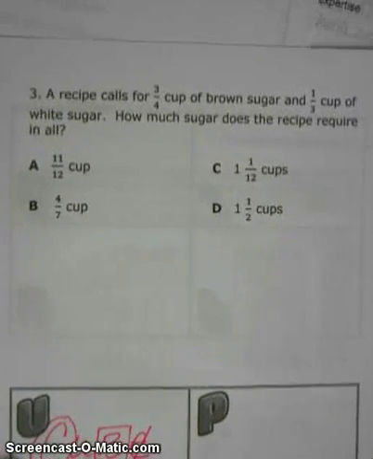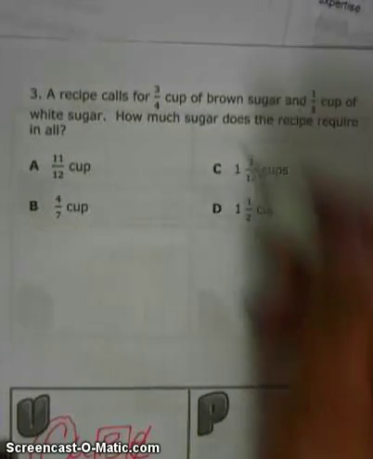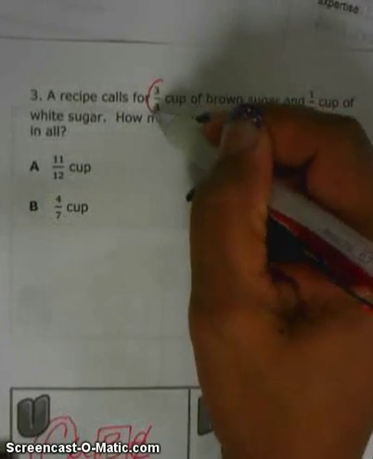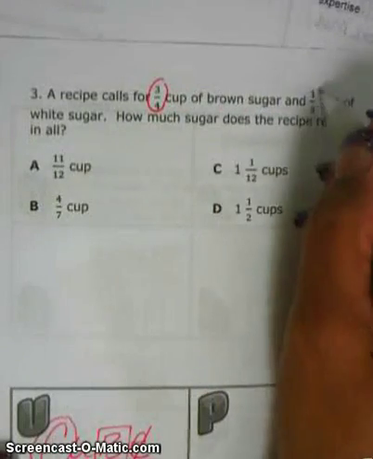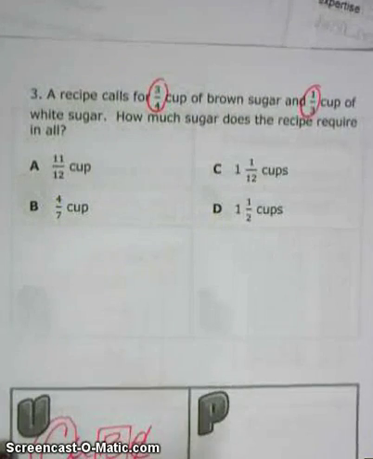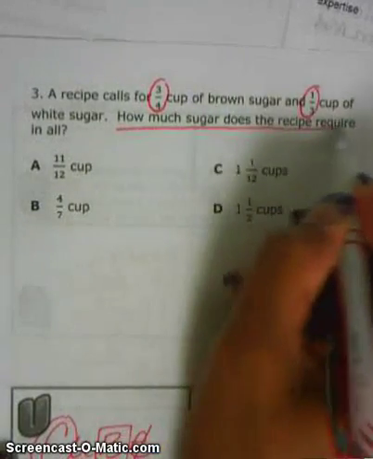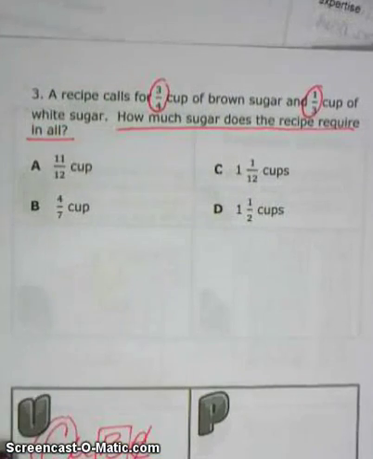All right, so question number 3 says, a recipe calls for 3/4 cup of brown sugar and 1/3 cup of white sugar. How much sugar does the recipe require in all? Okay, so we want to circle our numbers. I have 3/4 of a cup of brown sugar, 1/3 of a cup of white sugar. Those are my only two numbers. I'm going to underline the question. How much sugar does the recipe require in all?